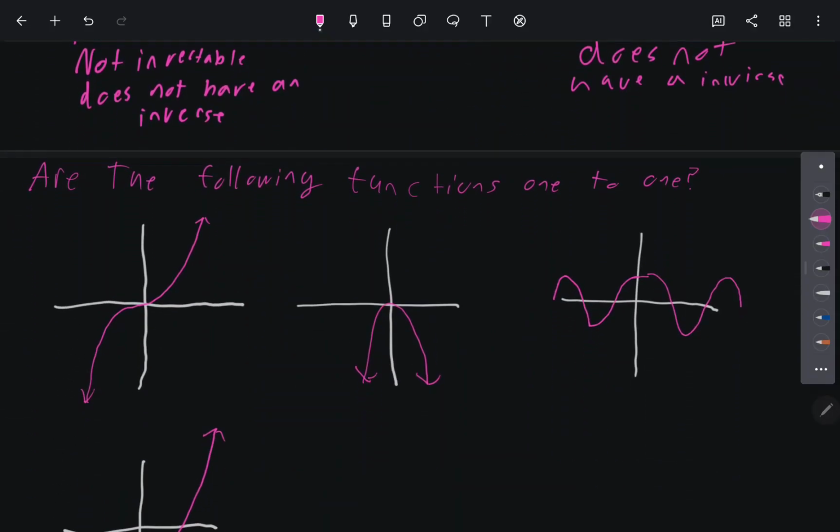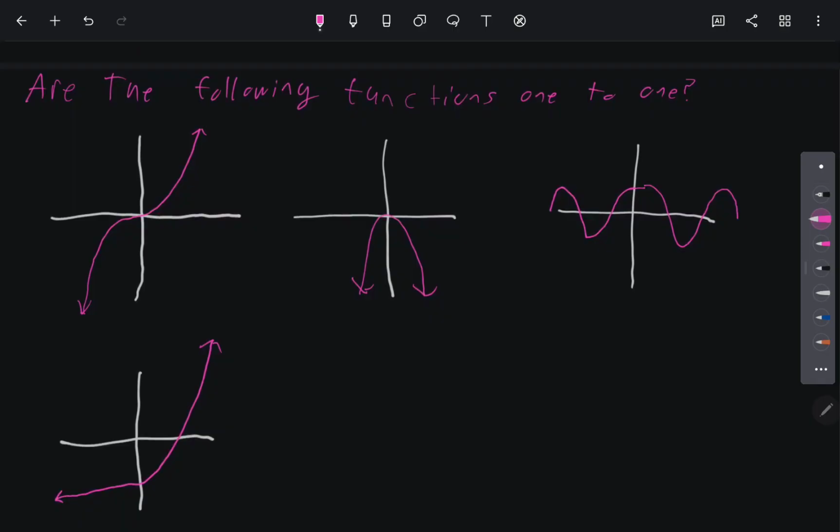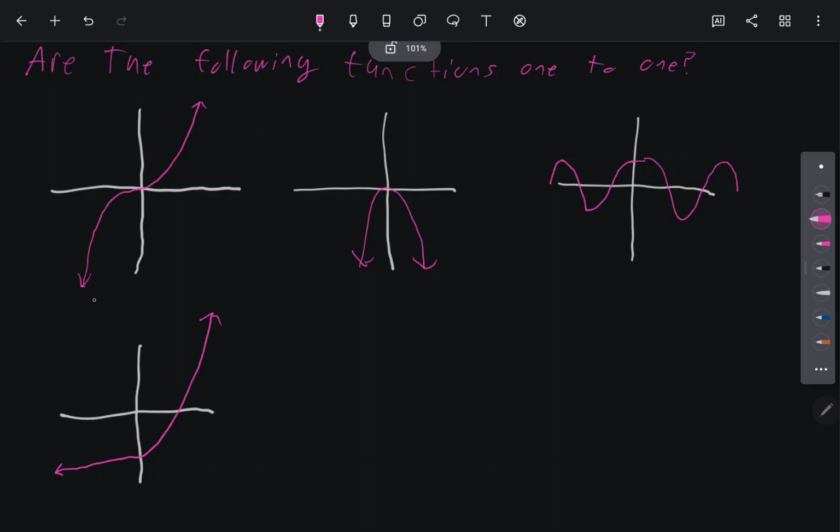Alright, continuing on. Are the following functions one-to-one? So all of these are graphs, and I'll show you in a very short while how we can derive whether or not a function is one-to-one. And I'll give you a moment to think through this yourself. And what we'll see is this first function is invertible, or does have an inverse. And this is because it passes the horizontal line test. No matter where I draw a horizontal line, it will only intersect it once.